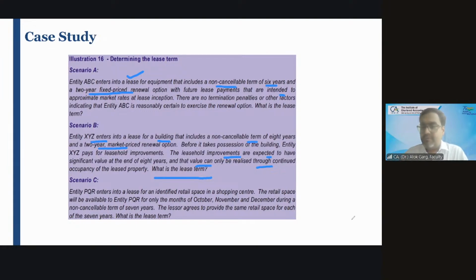10 years, sir. Why 10 years? These are the factors, sir, which indicate that XYZ is reasonably certain to exercise the renewal option of 2 years. Very good, Bibhu. These are the factors which indicate that there is a reasonable certainty that XYZ will avail the optional renewal period, and hence the lease term is 10 years: 8-year non-cancelable period plus 2-year optional renewal period.